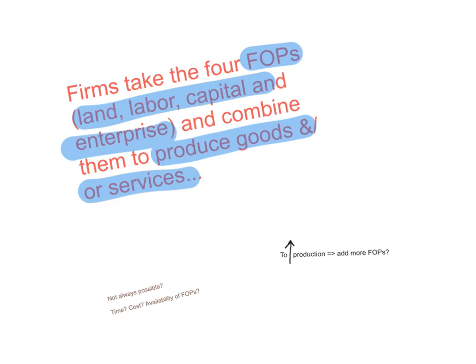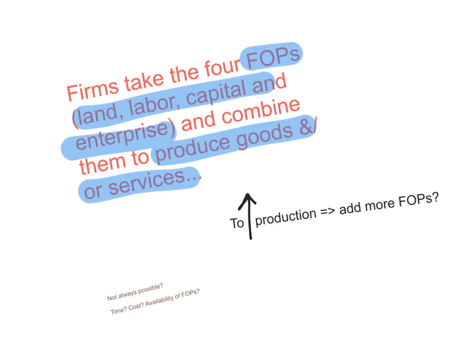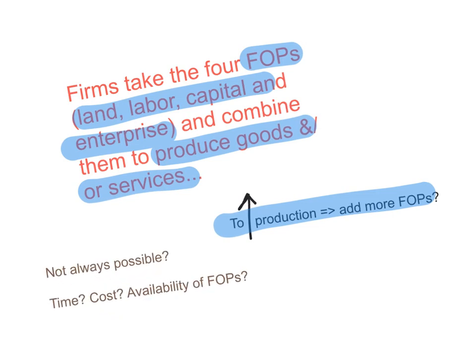Now, it would make sense that in order to increase production, the solution is to add more factors of production. However, this is not always possible. It might be because the factors of production take time to find or to employ. It might be that the firm can't afford the cost of employing extra factors of production, or it might be the availability, maybe the factors of production, whether it's land or labor or capital, are just not available. So it's not always possible to add factors of production when you want to increase production.